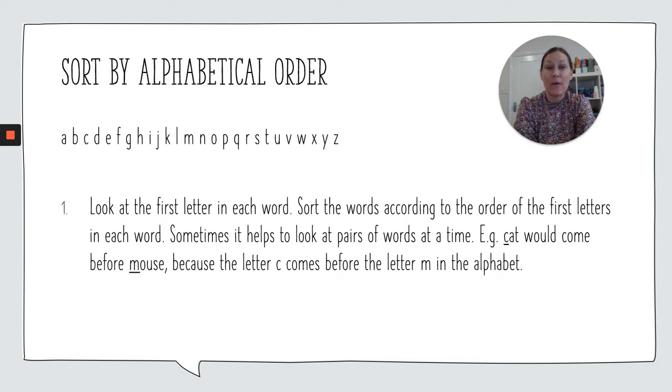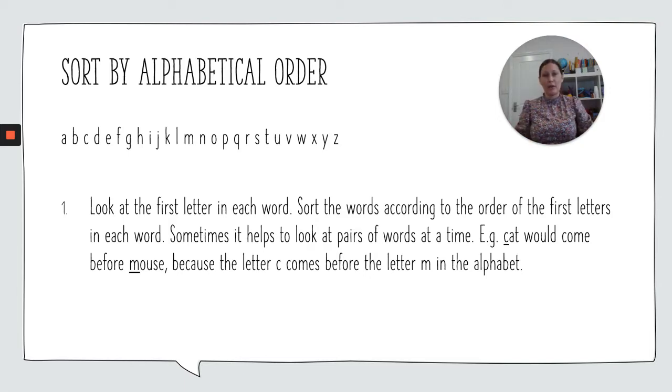Okay. Now, when we're putting our words into alphabetical order, we're going to start by looking at the first letter in each word. So we're going to look at the words that we've been given, look at our alphabet, and sort the words out according to their first letter. Sometimes I find it easier to compare just two words at a time, and sometimes it might be easier to look at the whole list.